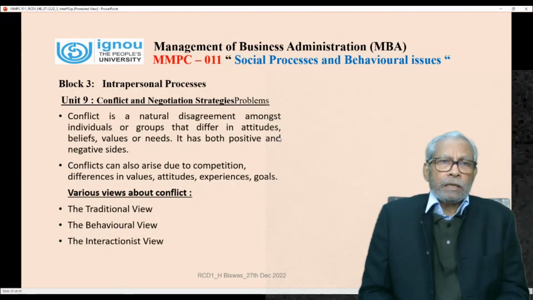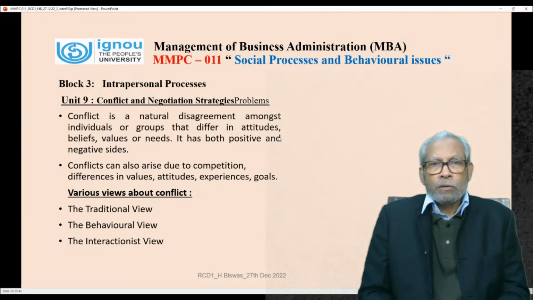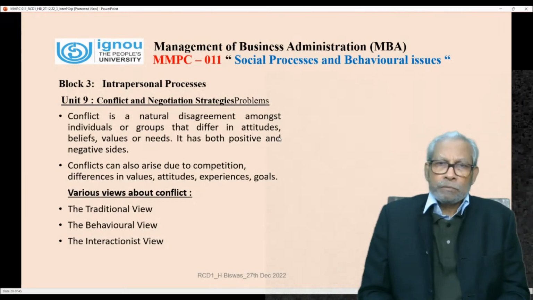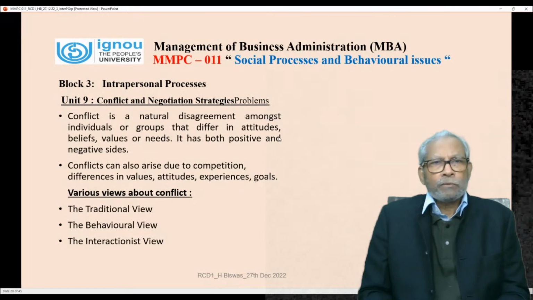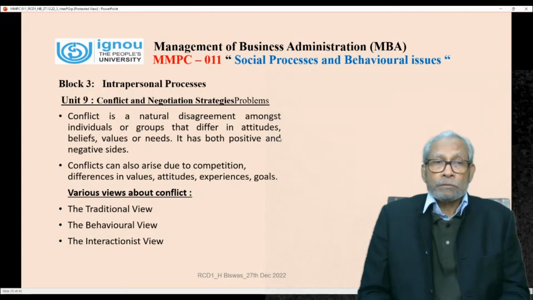Conflict is a natural disagreement among individuals or groups that differ in attitudes, beliefs, values or needs. It has both positive and negative sides, because sometimes conflict is required. Another way to say it, conflict is by nature, by default, there in any organization, and there are positive and negative sides also. Conflicts can also arise due to competition, differences in values, attitudes, experiences, and goals. So these are the sources of the conflict.